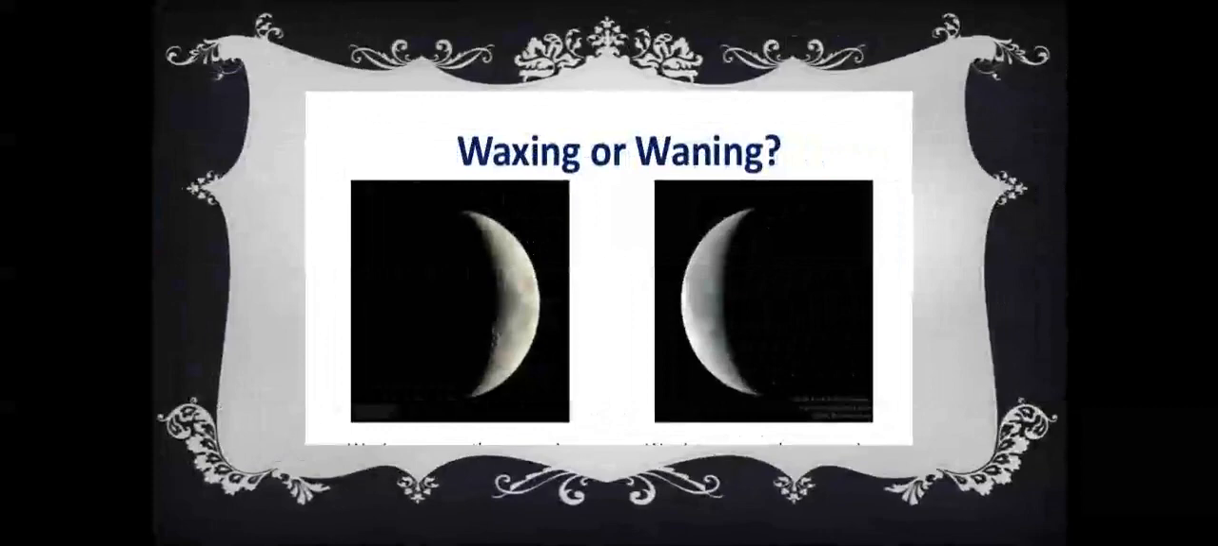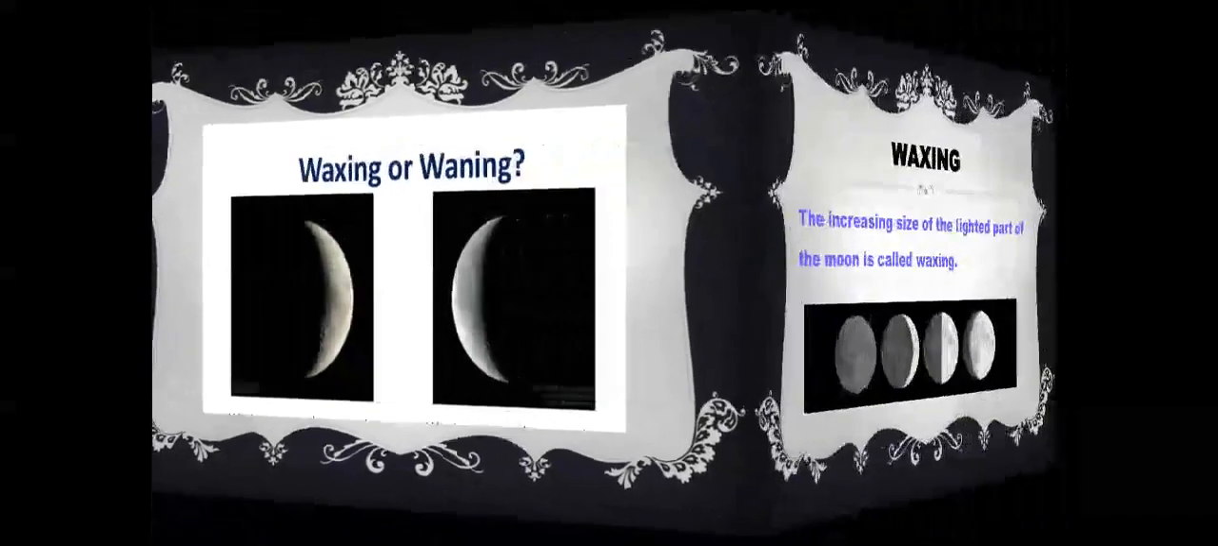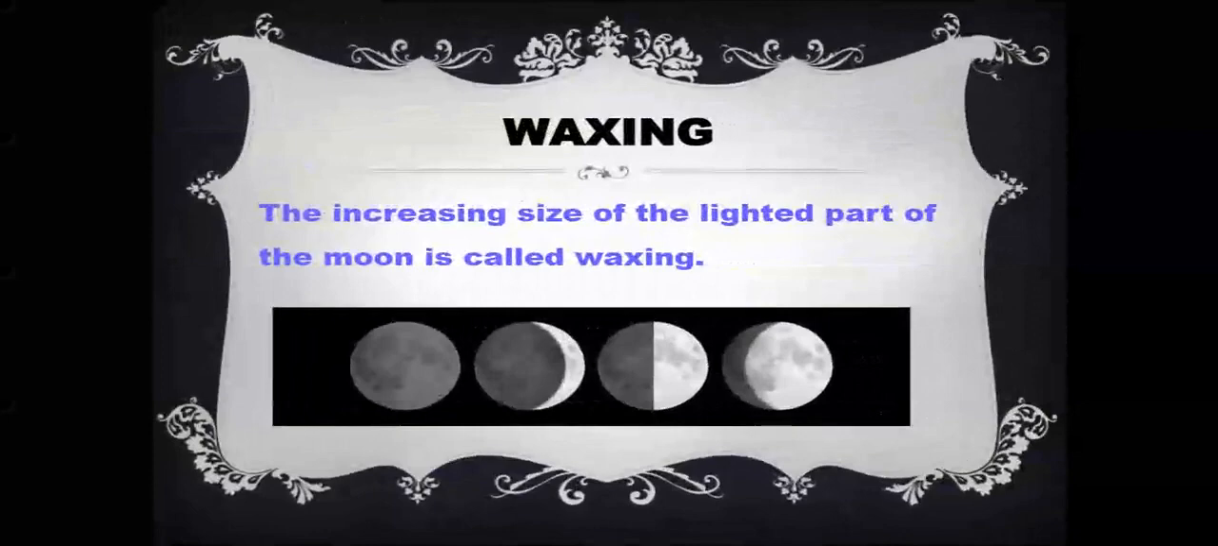Now, moving further, children, do you know what is waxing or waning? Have you ever heard these terms? Okay, children, let me explain this to you all. Children, the increasing size of the lighted part of the moon, which we see from the earth, is called waxing. For example, from the new moon, we were able to see the crescent, half, gibbous, and finally the full moon phase. So it is clearly visible that the lighted part of the moon, which is visible from the earth, was increasing. So this increasing size of the lighted part of the moon is called waxing.